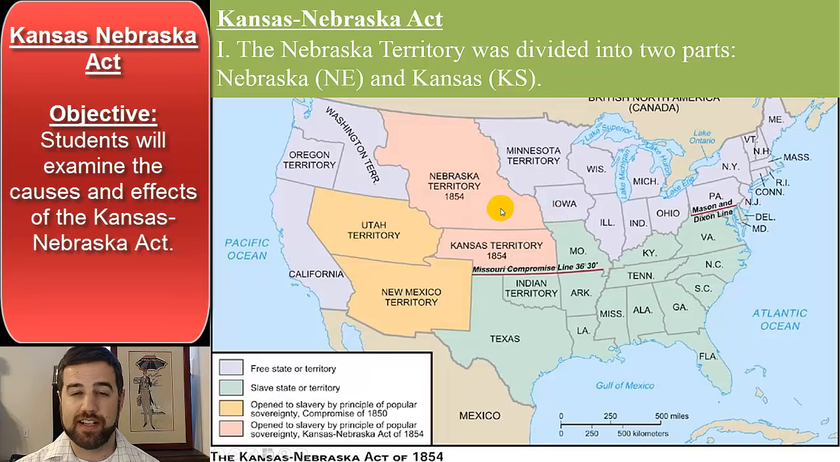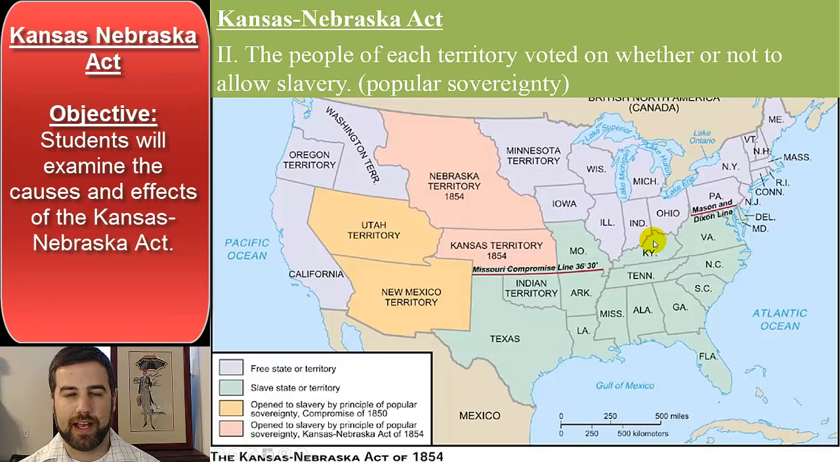And he also owned land in this area too, so he's hoping to get the railroad to go through his land. And so the Nebraska territory is going to be divided into two halves. The northern half would be Nebraska, and the southern half would be Kansas. And the whole idea behind this law when it comes to slavery is, is slavery going to be allowed or not?